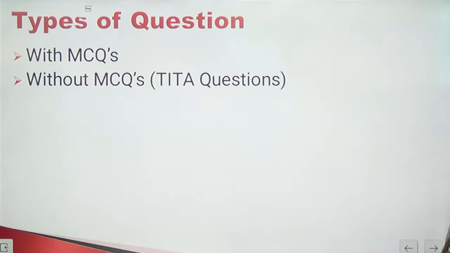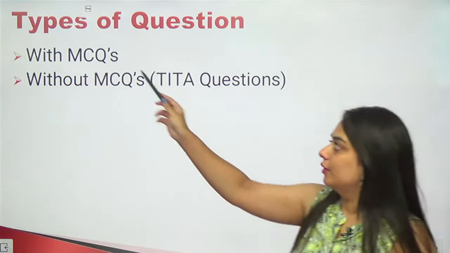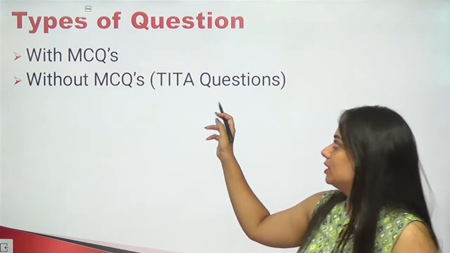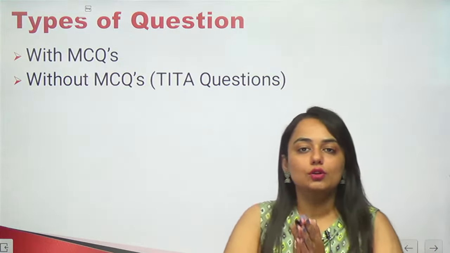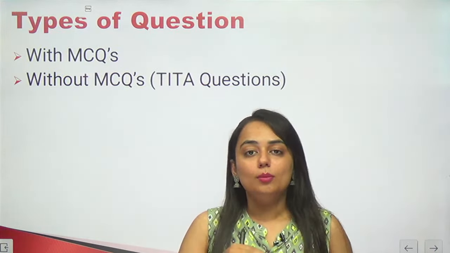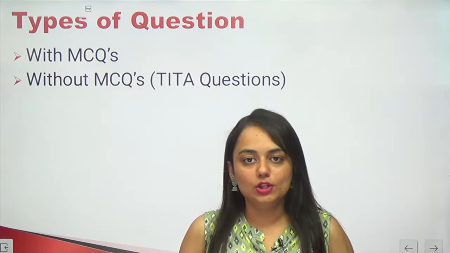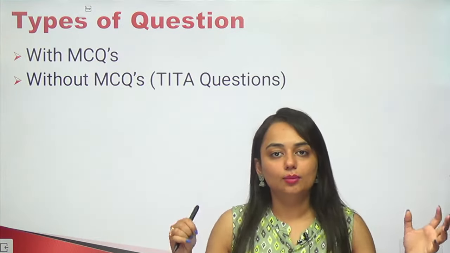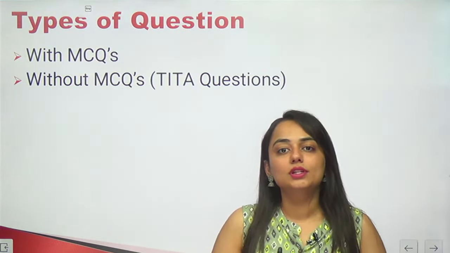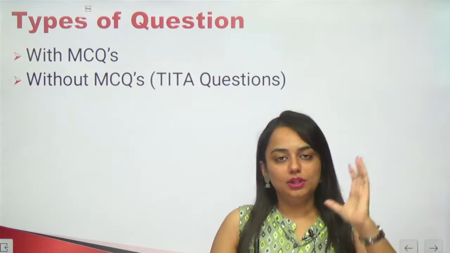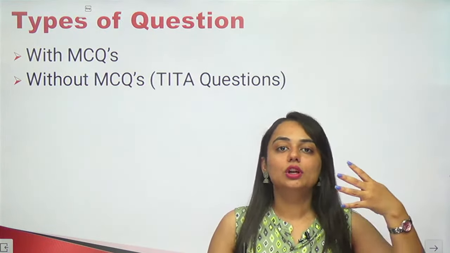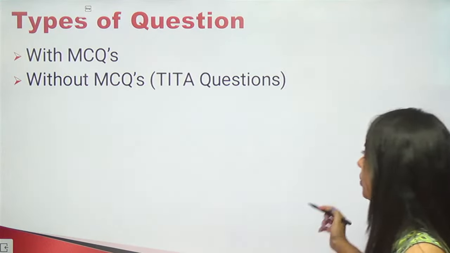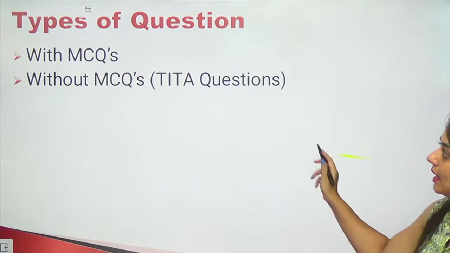The types of questions, as we've already discussed, are with MCQs, in which you are given 4 options, and without MCQs, which is the TITA question, in which there are no options. If we talk about the TITA question, there can be 2 types. First, all the sentences will be put in a random order and you will have to arrange them. Second, the opening and the closing line will be given to you and you will have to arrange the remaining 4 sentences in between them. So these are the 2 types of questions you can have in your MBA entrance exams.